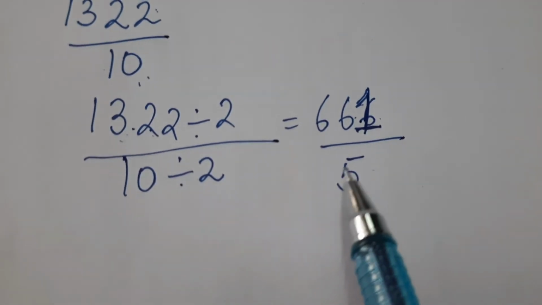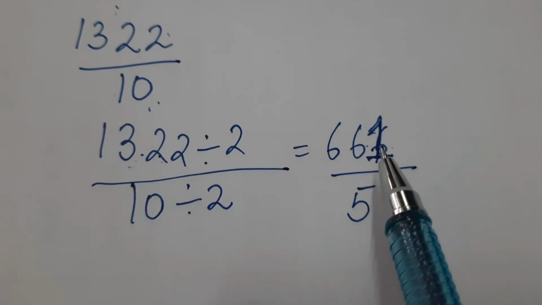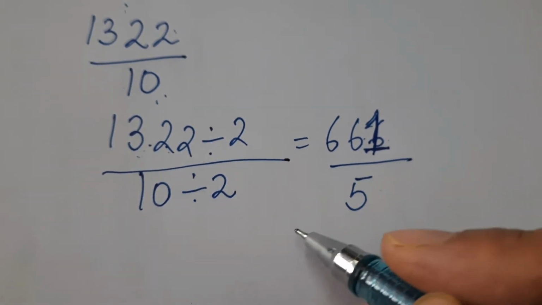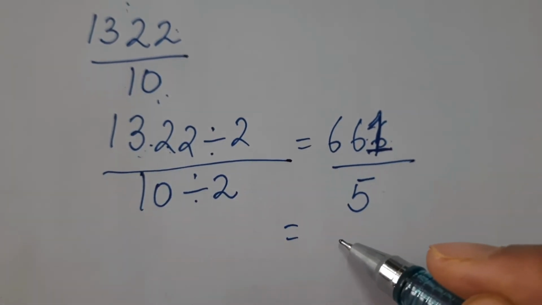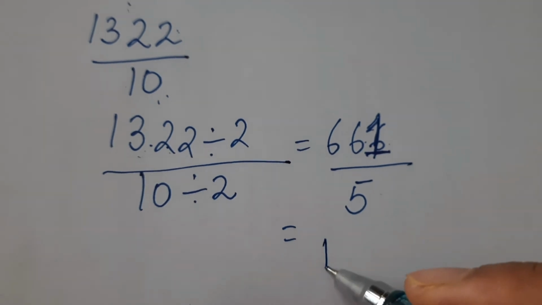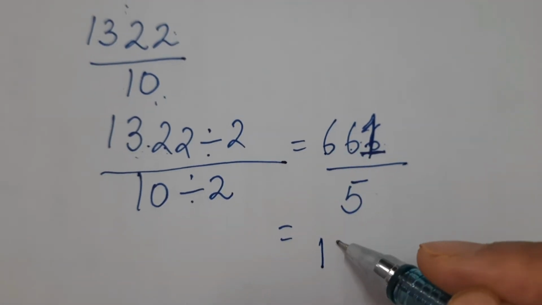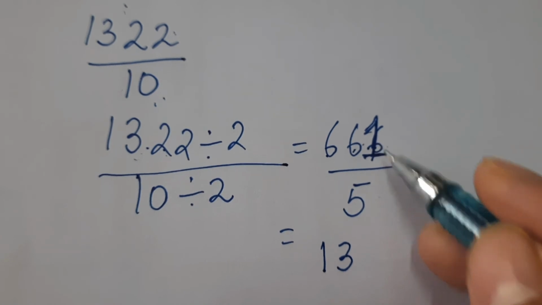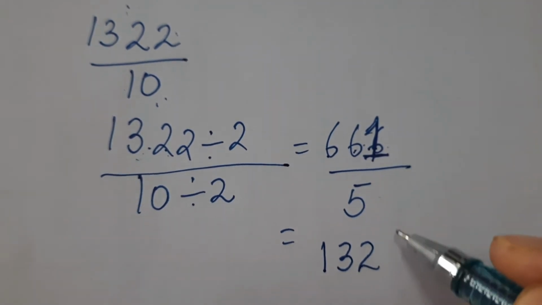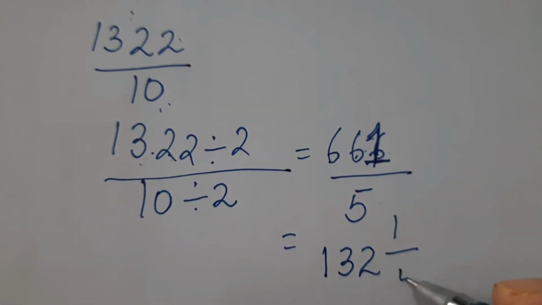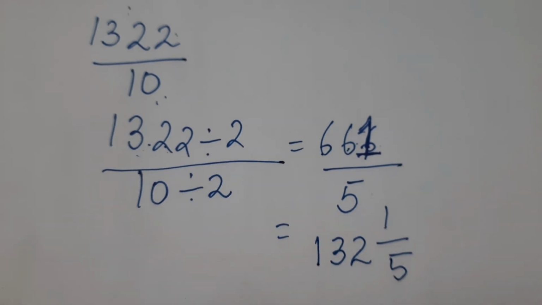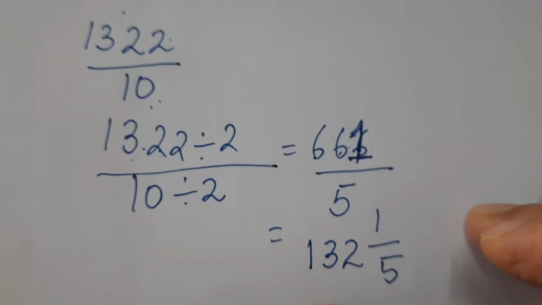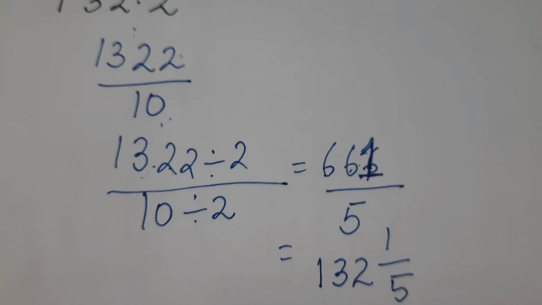Now see, this is an improper fraction. Numerator is greater than denominator, so we will convert it into a mixed fraction also. So this will become 5 1s are 5, 1 and 6, 5 3s are 15, 1 and 1, 5 2s are 10, 1 upon 5. So it will be 132, 1 upon 5.